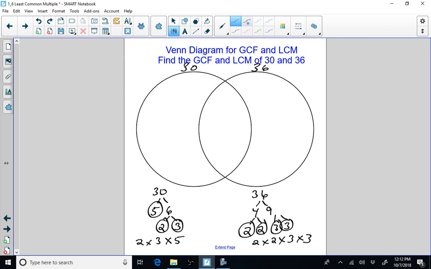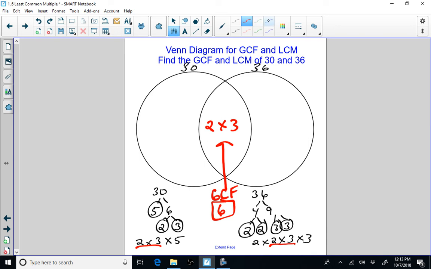Now, here's how we use the Venn diagram. It's an organizational tool. I look for the factors first that are common to both. So I have 2 times 3 here, right? And I have a factor of 2 and a factor of 3 here. 5 is not common to both. 3 is not common to both. So I write the factors that are common to both here, right? Because they're common to both. So 2 times 3 is going to go inside the intersection. That is my greatest common factor. Greatest common factor is the product of those two numbers. So 2 times 3 is 6.